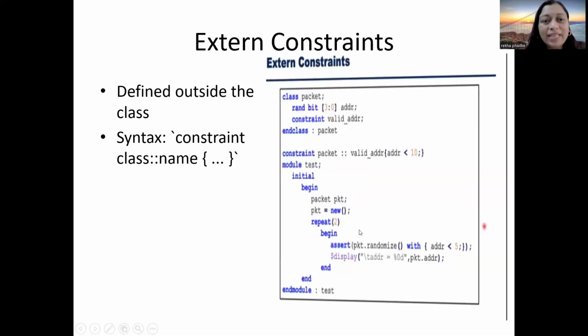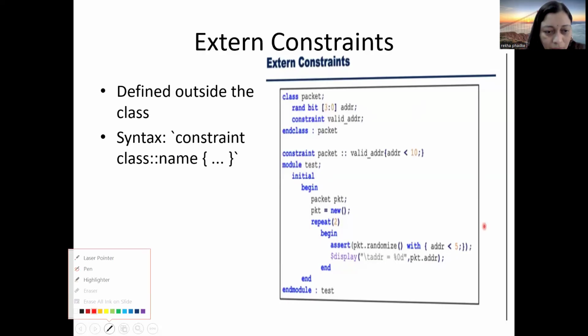We also have what is called the extern constraint. When it is extern, we define it outside the class. See here, I have a packet class. It's been defined here, and I have not defined the constraint inside the class. I want to define it outside the class. Then what do you use? A scope resolution operator. So packet, and what is the return type? It's constraint on packet and valid_ADDR is the name of the constraint. And what are you constraining on? You're constraining the variable ADDR to have a value less than 10. So you can also use constraint externally.